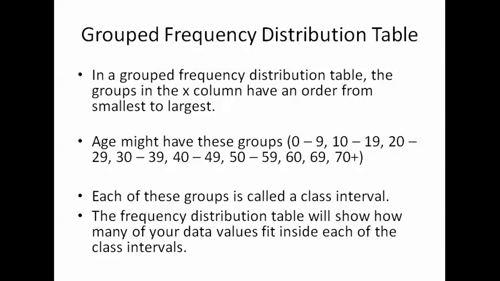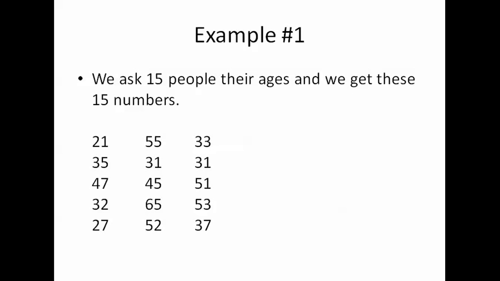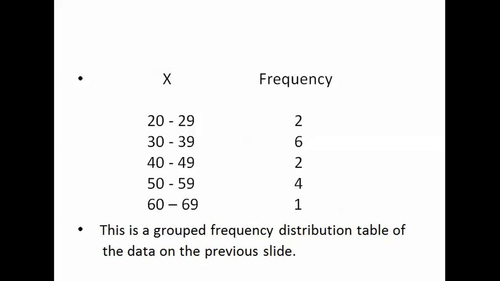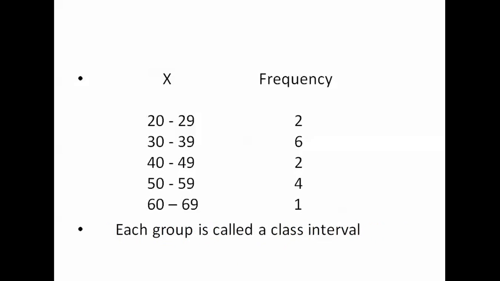So let's look at an example of a grouped frequency distribution table. We ask these 15 people their ages, and we get these 15 answers. This would be a grouped frequency distribution table. Each of these groups over here is called a class interval. So 20 to 29 is the first class interval, 30 to 39 is the second class interval, and this is the third class interval. So overall, we have 5 class intervals in this table right here. Because 1, 2, 3, 4, 5. So each group is called a class interval, and we have 5 of them.